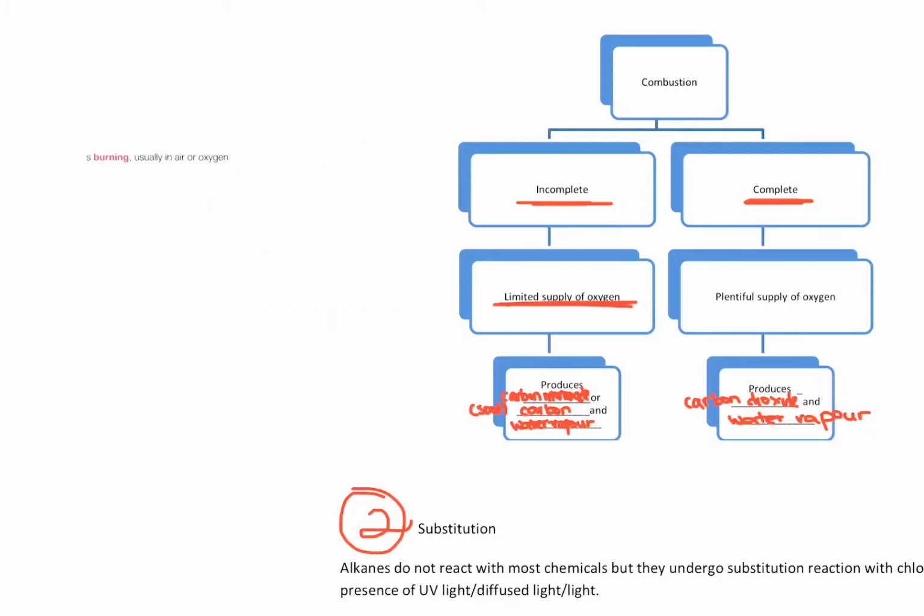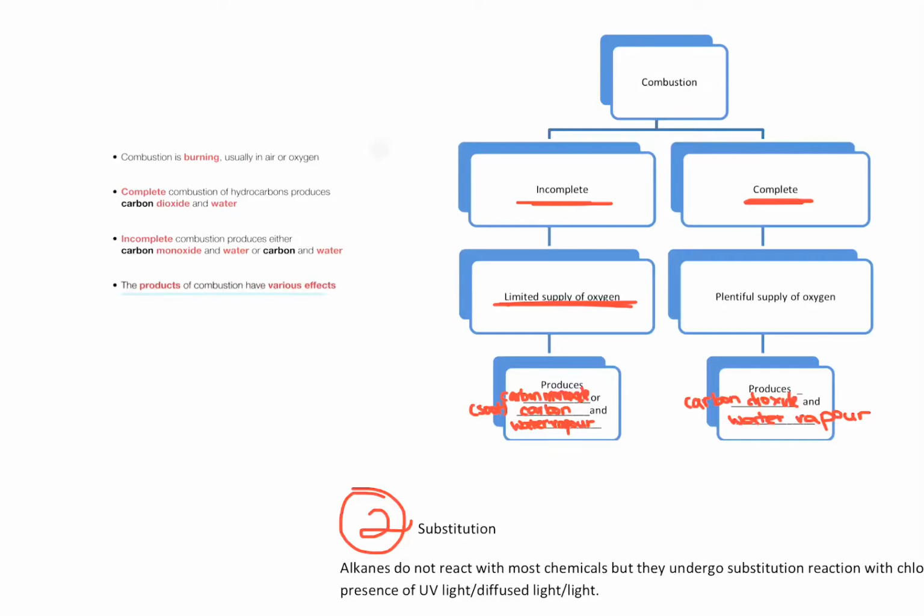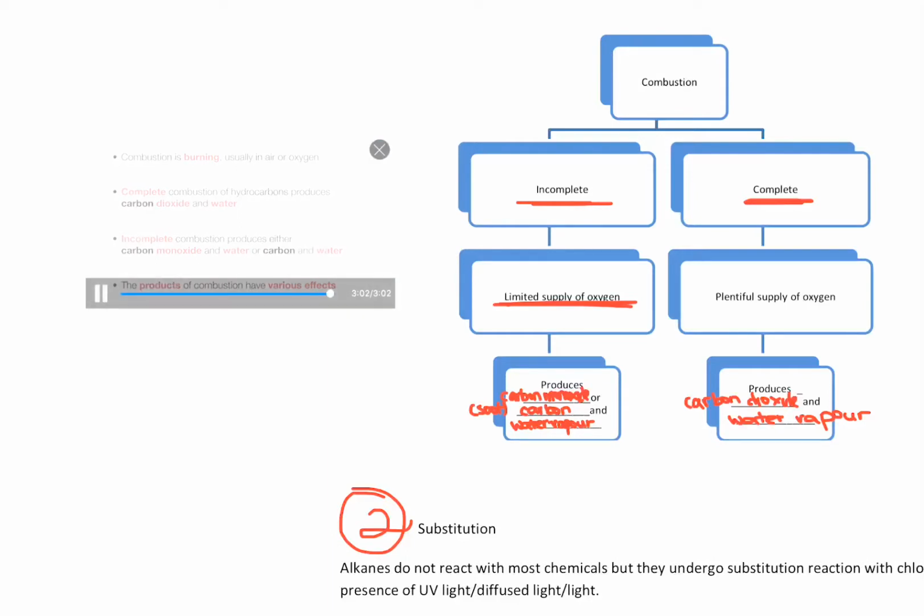So, to recap, combustion is burning, usually in air or oxygen. Complete combustion of hydrocarbons produces carbon dioxide and water. Incomplete combustion produces either carbon monoxide and water or carbon and water. And the products of combustion have various effects.